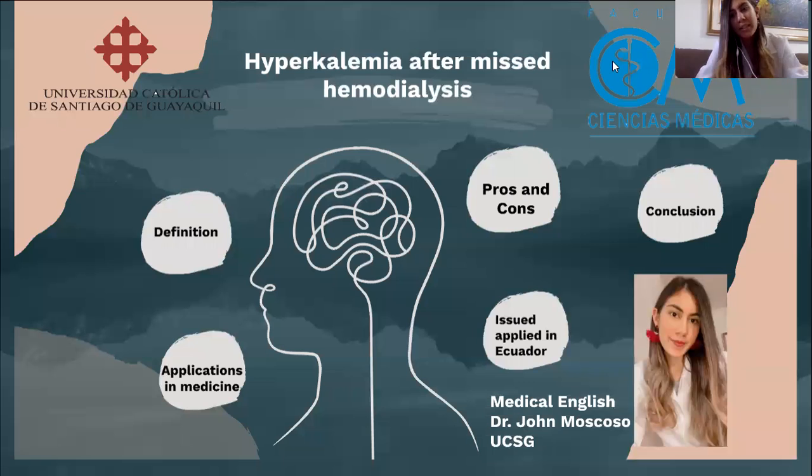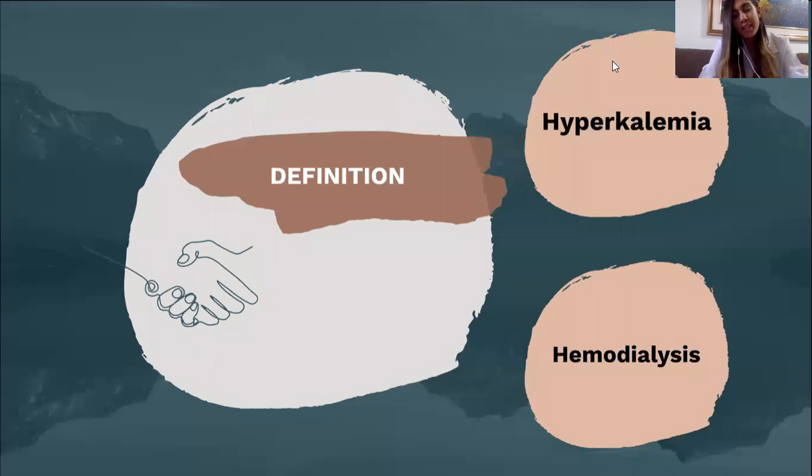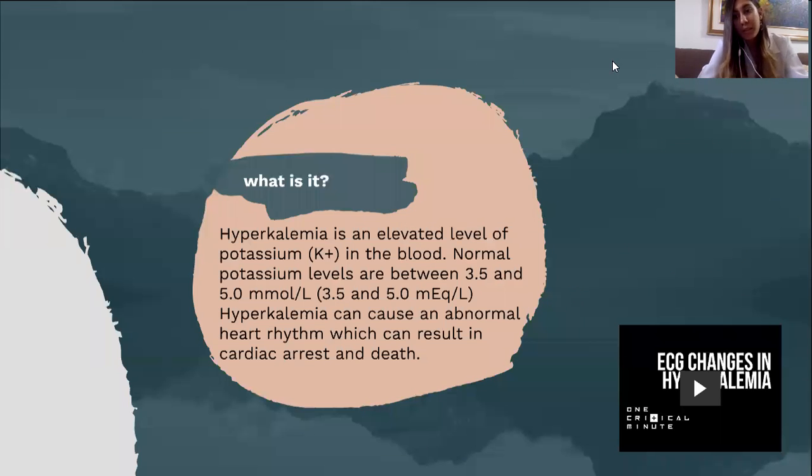This assignment is Medical English, and today I'm going to talk about hyperkalemia after missed hemodialysis. First, a definition. What is hyperkalemia? Hyperkalemia is an elevated level of potassium in the blood. Normal potassium levels are between 3.5 and 5 milliequivalents per liter.